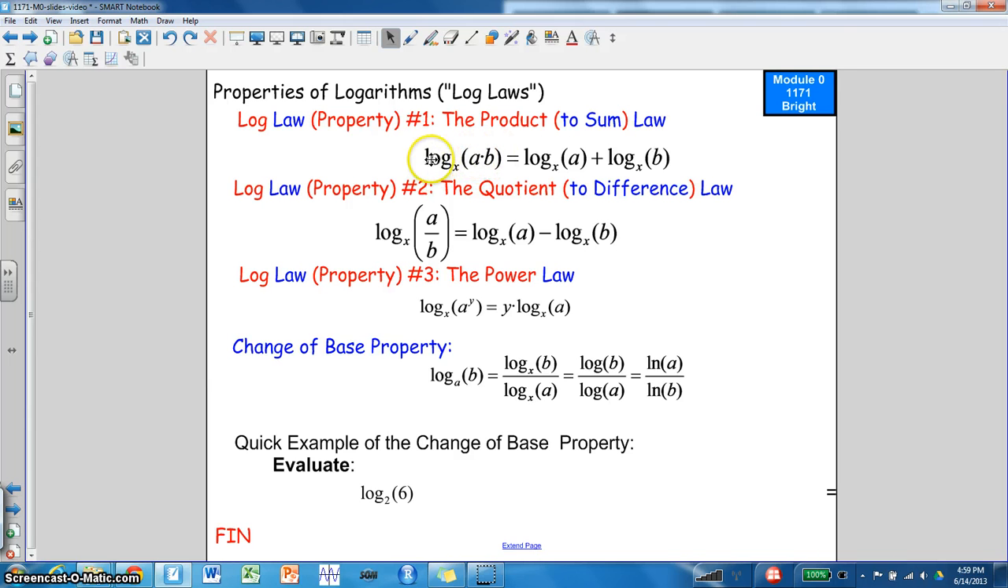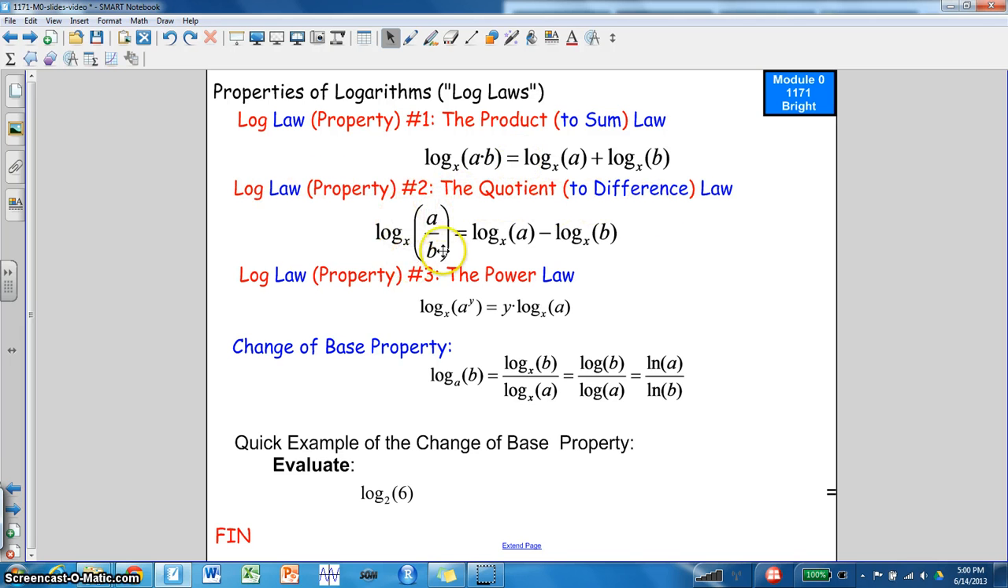Essentially it says if you have the logarithm and the input is a product, so if you express the input as 2 values multiplied by each other, you can break that up into a sum. So notice that if you have a product inside, break it up and it becomes a sum of 2 logarithms, and the base stays the same. Whatever the base was before, it stays the same after.